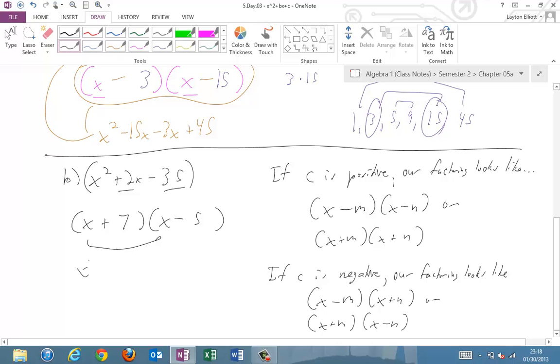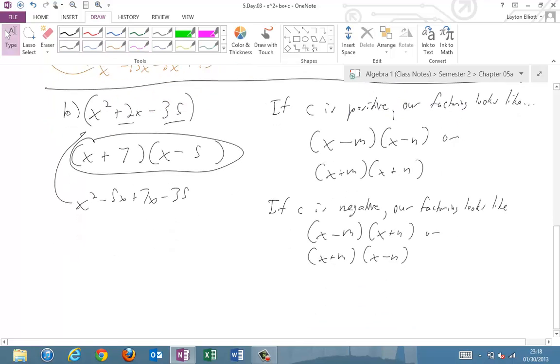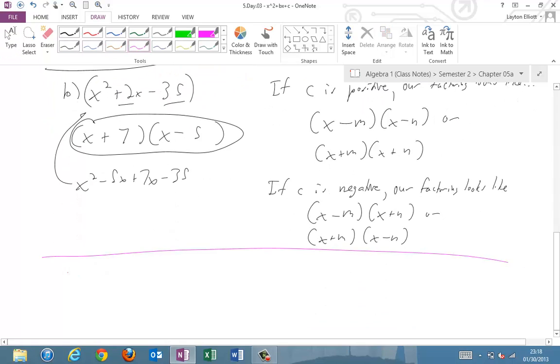My first is going to be x squared. My outer is going to be negative 5x. My inner is going to be a positive 7x, and my last is going to be negative 35. And that gave me a positive middle term. That matches. Okay, big break. Let's do another one.